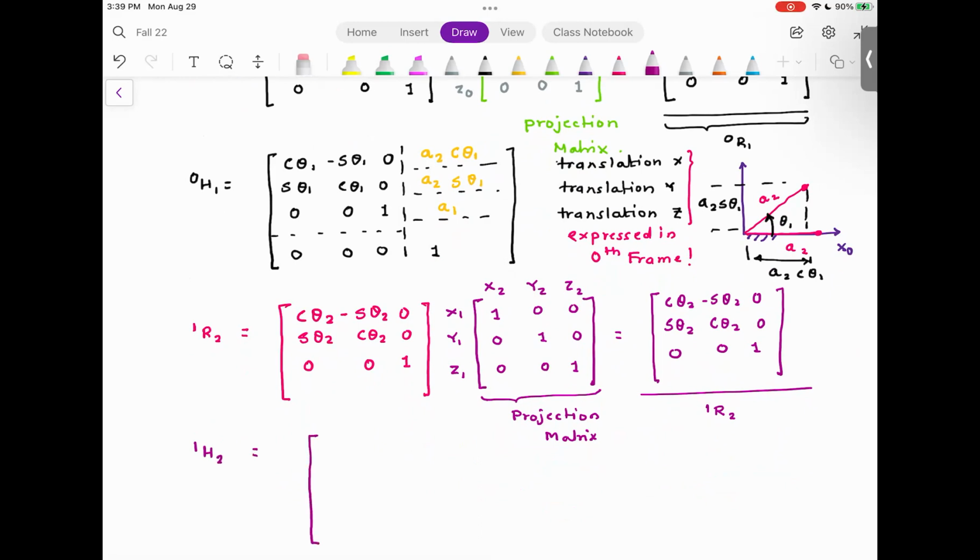Okay, now the next part is 1H2. The first part is easy, and I'm going to just write it down here. Cosine theta 2, minus sine theta 2, 0, sine theta 2, cosine theta 2, 0, 0, 0, 1. And then this will always be 1 in a homogeneous transformation matrix. This will all be zeros. And now I will have the translation terms.